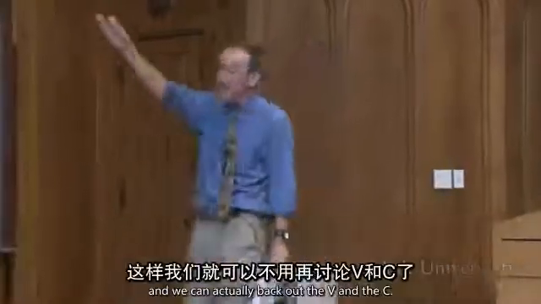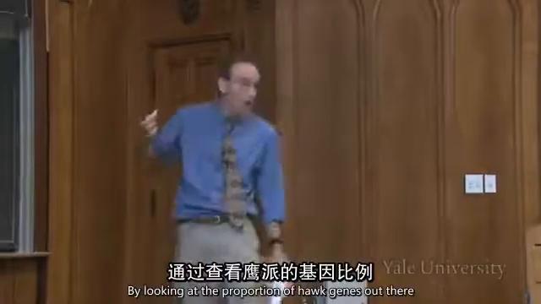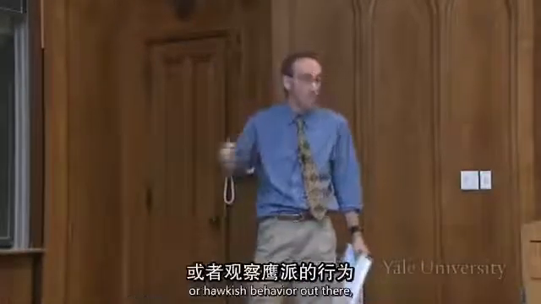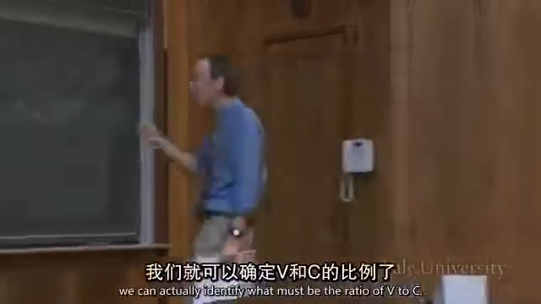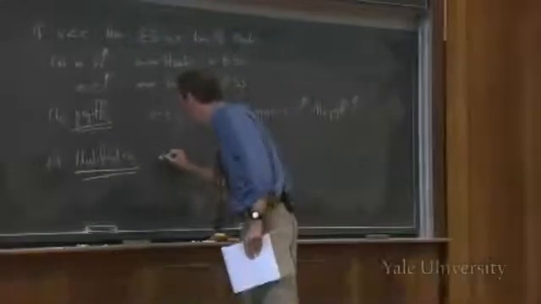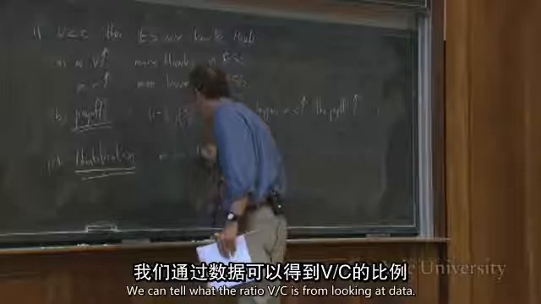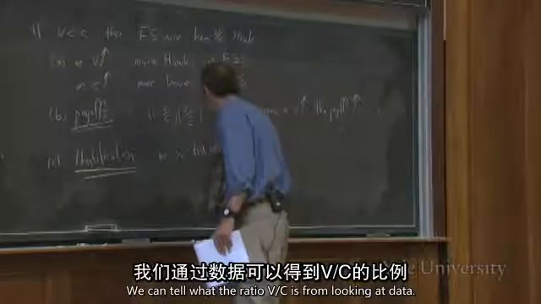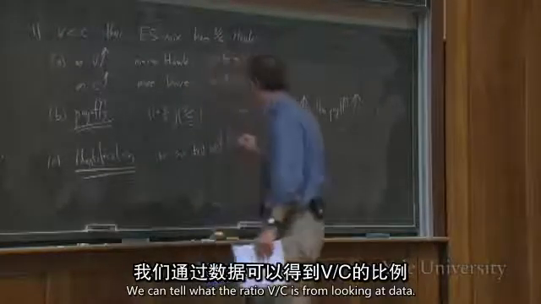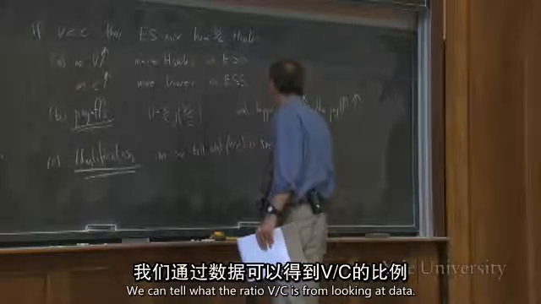And we can actually back out the V and the C. By looking at the proportion of hawk genes out there, or hawkish behavior out there, we can identify what must be the ratio of V to C. We can tell what the ratio V over C is from looking at data.